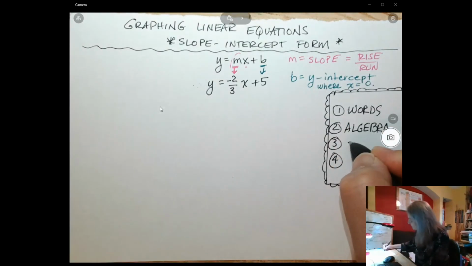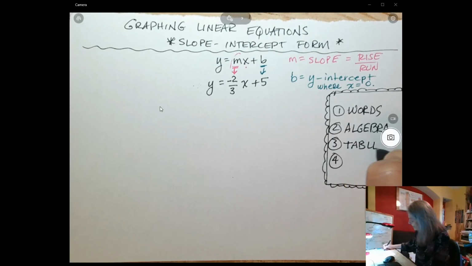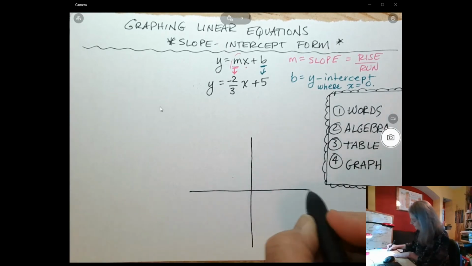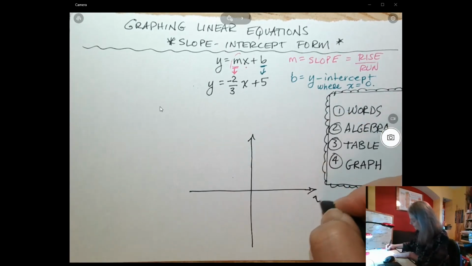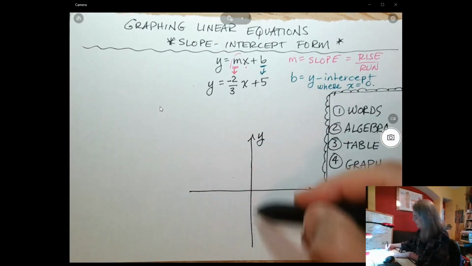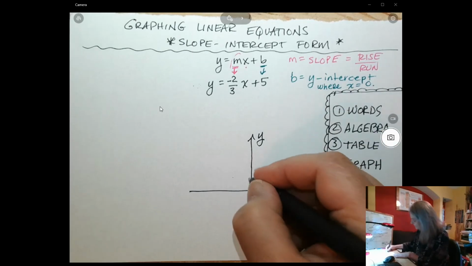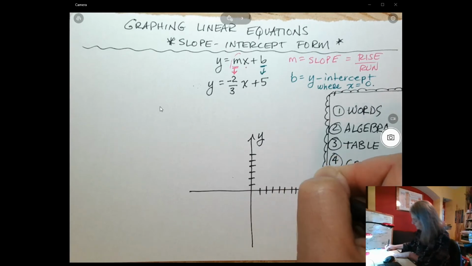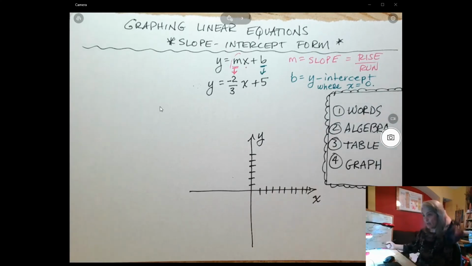Another thing we can do is draw a table. The table will tell us a lot of information about that linear equation and get us to our final goal, which is graphing that linear equation. So I'm going to draw the xy plane. These are the x values that go left to right, and the y values go up and down. We'll draw a few tick marks here to tell us where we're going to go, and we'll get started.